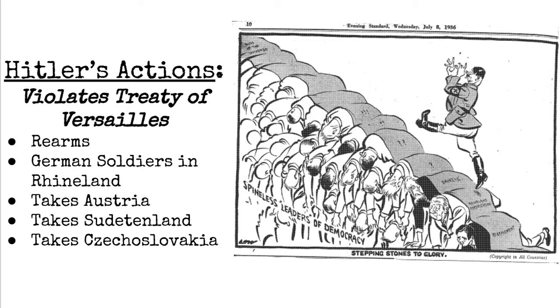He put soldiers in the Rhineland. The Rhineland is this area between Germany and France that was supposed to be a military-free zone. He didn't care. He put soldiers there. He took Austria. Then he took the Sudetenland, which was part of Czechoslovakia. And then he took all of Czechoslovakia. And lo and behold, no one stopped him. And then his next stop was to take Poland. That's what finally started the war.